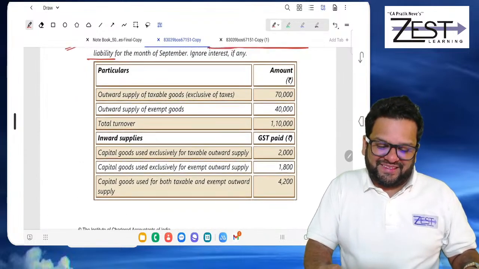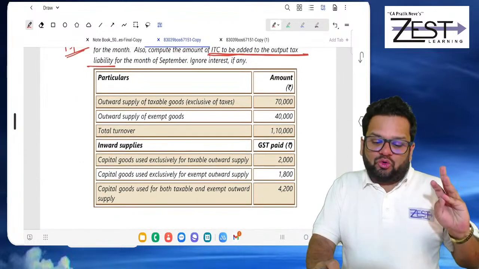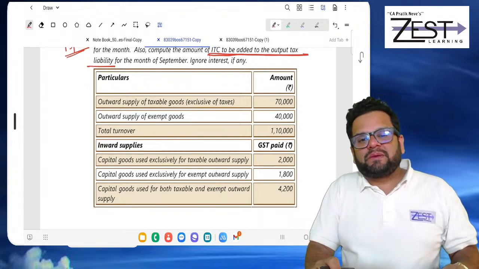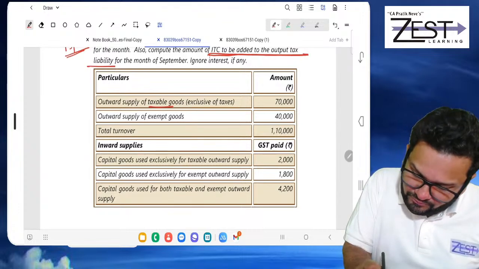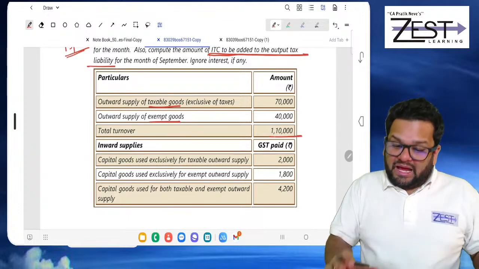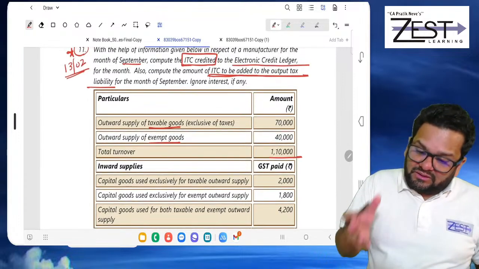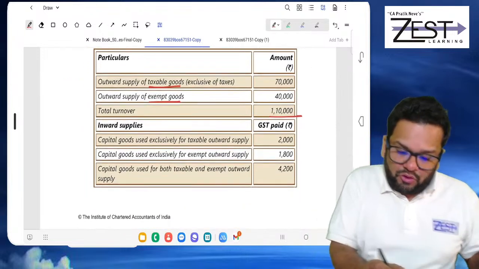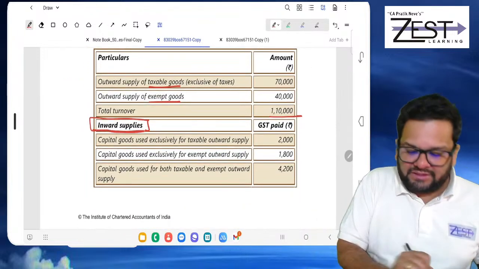Let's start. There is an outward supply given of taxable goods. There is an outward supply given of exempt goods. There is a total turnover. Fine. But I want to check how much ITC should be credited to e-credit ledger. So I will focus on my inward supplies.